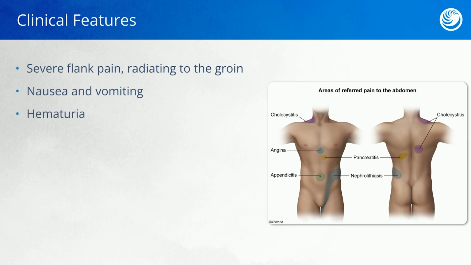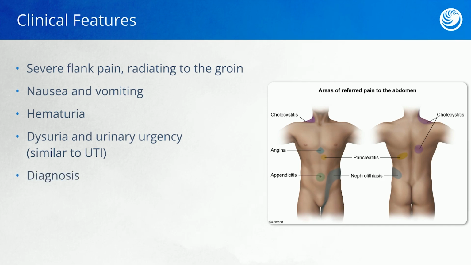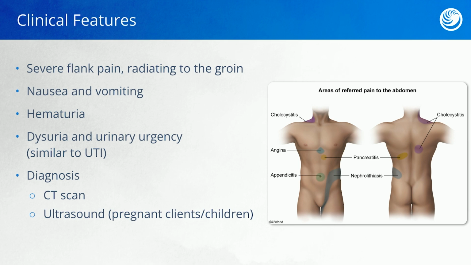When we have obstruction of urine, this can lead to dysuria and urinary urgency. Sometimes we see similar symptoms like with a UTI, especially since a kidney stone can lead to the development of a urinary tract infection. Diagnosis of nephrolithiasis is done with a CT scan or an ultrasound, which is typically used for our pregnant clients or children.